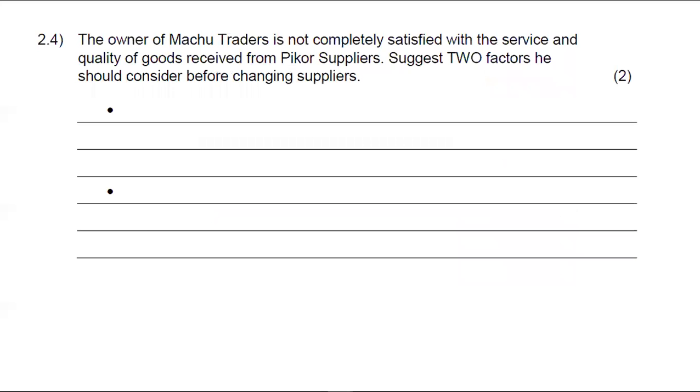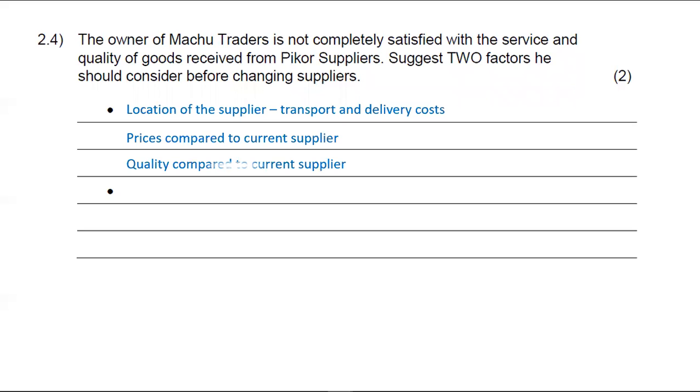And then it says here, the owner, multi-trader, is not completely satisfied with the service and the quality of goods received from previous suppliers, so there are two factors he should consider. First of all is the distance, okay? And then you must also check the prices, compare the prices between the current supplier and the new supplier that you are planning to go to. The quality, remember, even if the new supplier is cheaper, they might be cheaper because they supply low quality goods. So that's what you need to consider as well.